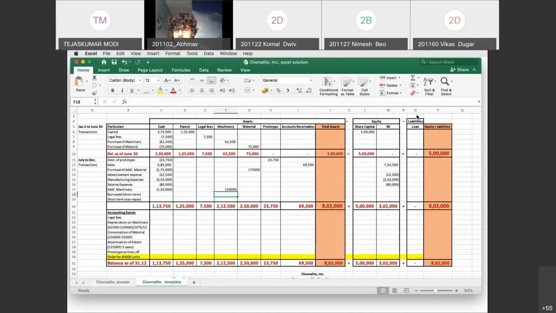Borrowings, short-term borrowings, prepaid, all this we will discuss next time. So please take the snap of this.